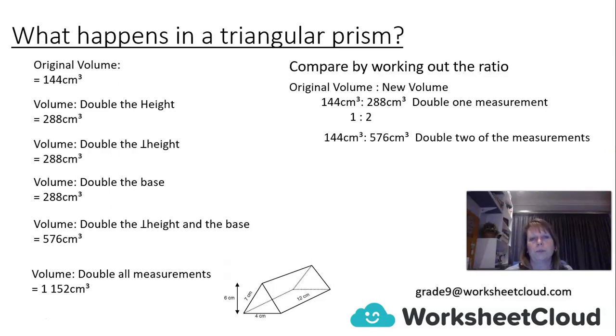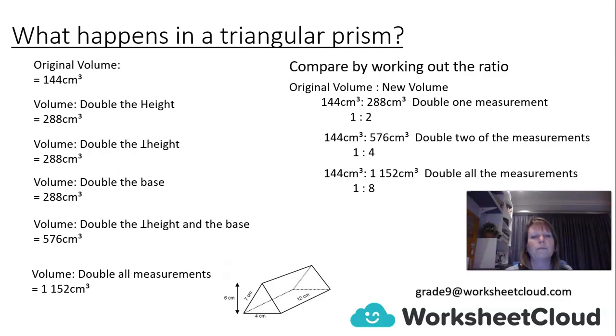When we double two measurements, we're going to end up with 1:4. Yes, you're absolutely right. I'm sure you predicted that. Okay, so when we double all three measurements, absolutely correct, we are 1:8, which means that our volume is 8 times bigger than our original volume because we have doubled all the measurements. Okay, so remember in a cylinder, we doubled the height, it doubled the volume. We doubled the radius, the volume was 4 times as big. We doubled both, it became 8 times as big.